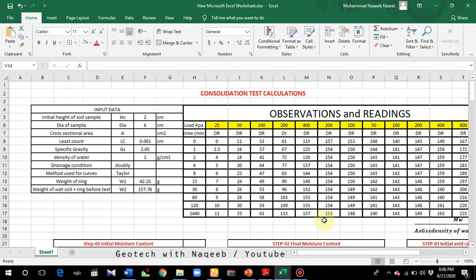So, with the name of Allah, today we'll be learning about the spreadsheet formation of consolidation test calculation, how we basically form the spreadsheet of consolidation test. Some of the things I have already incorporated in the sheet, which I think are not necessary to incorporate while making the video. That is why I have already incorporated these things.